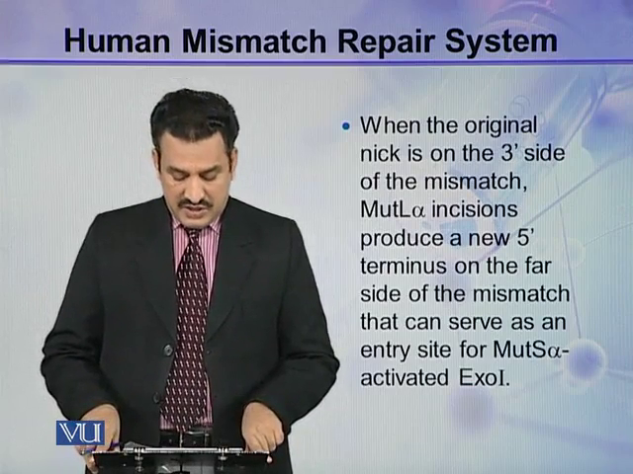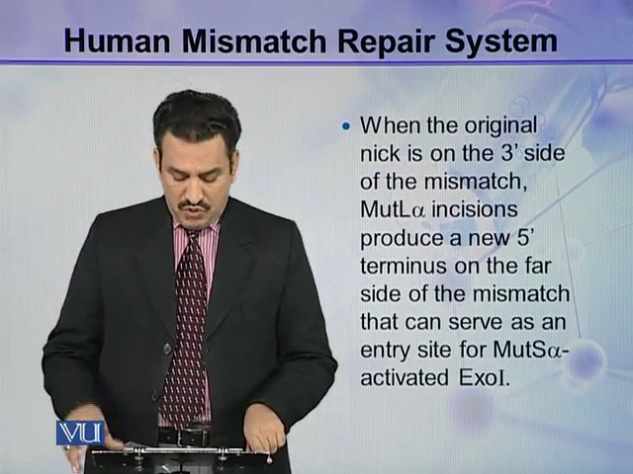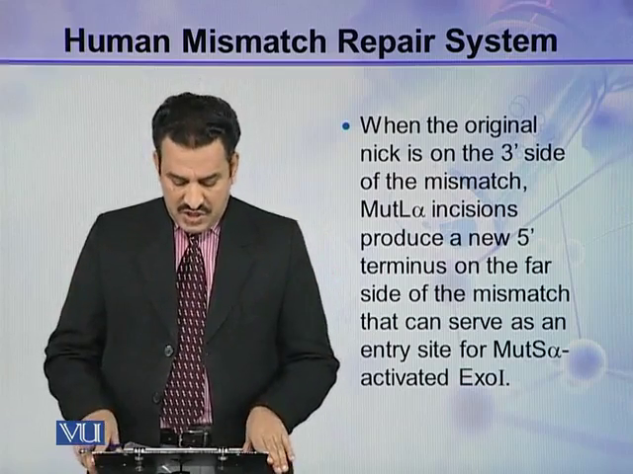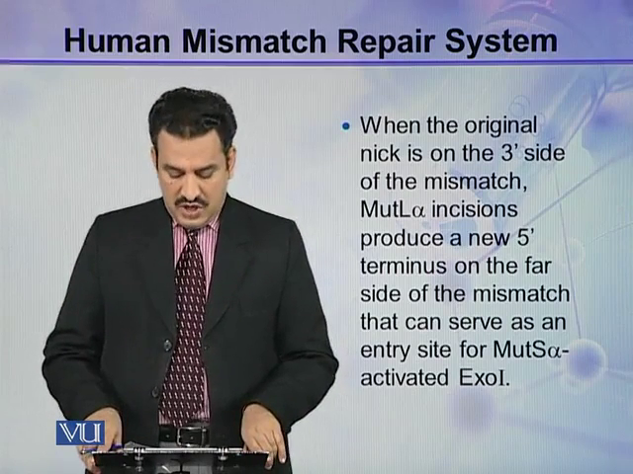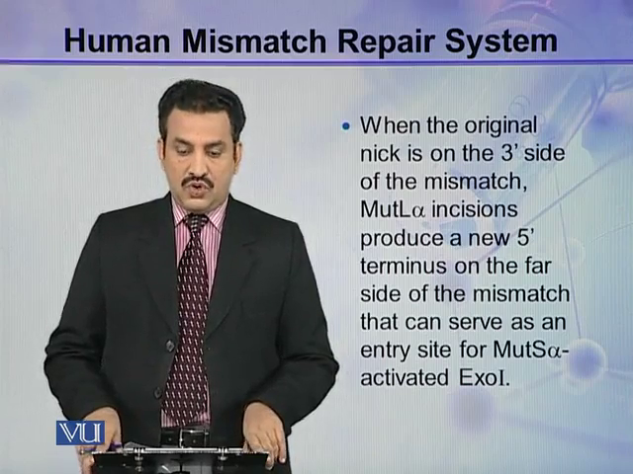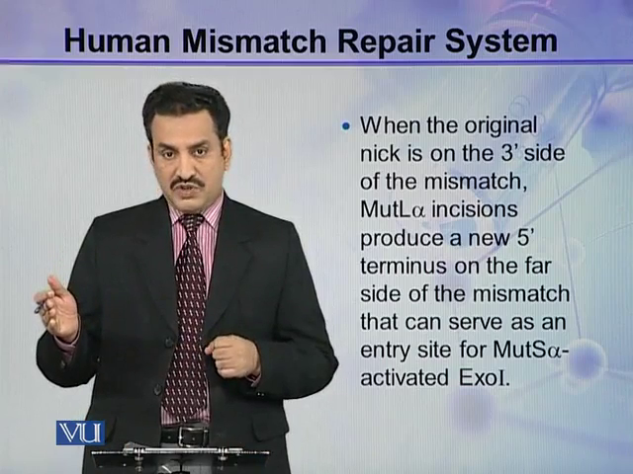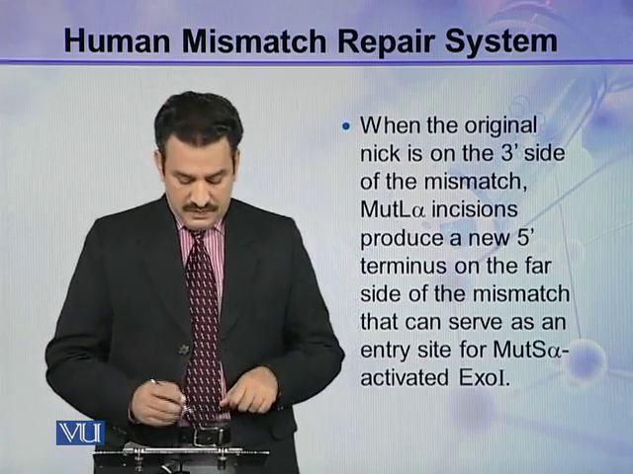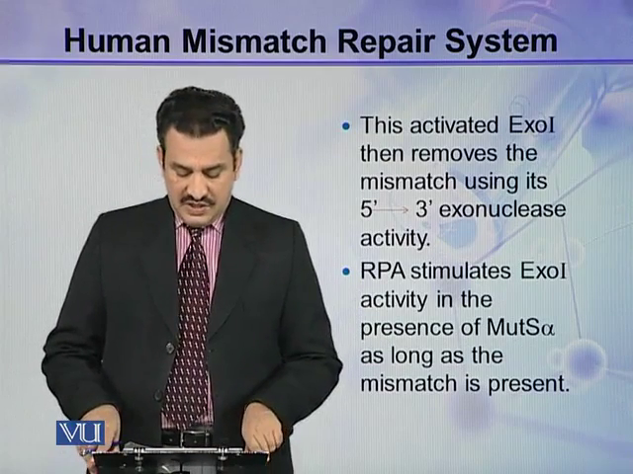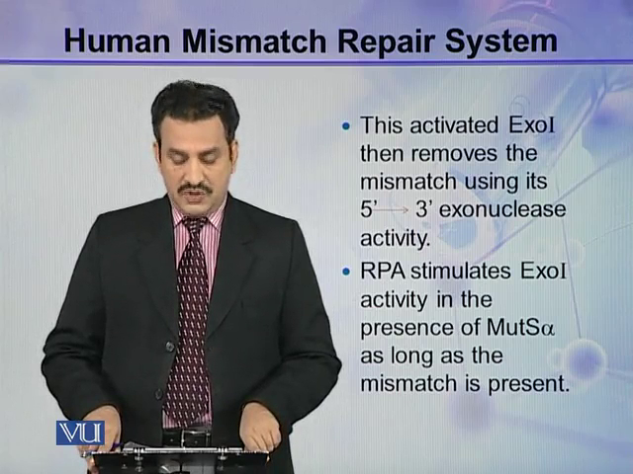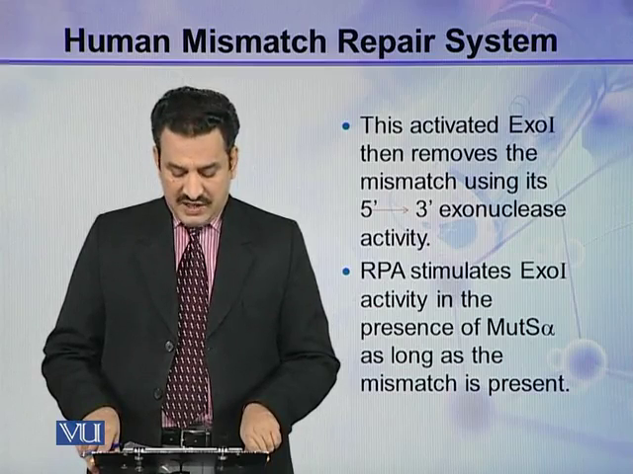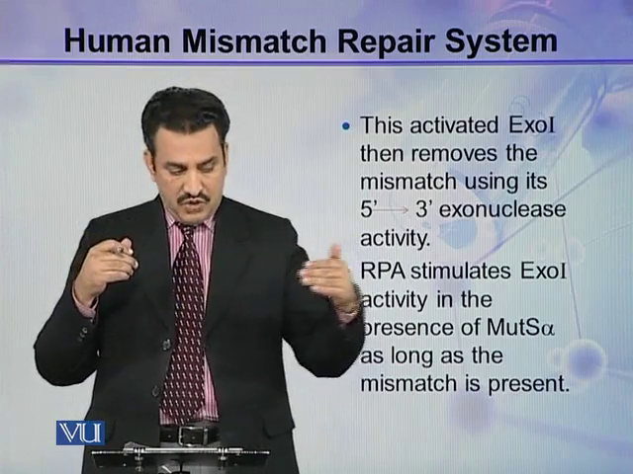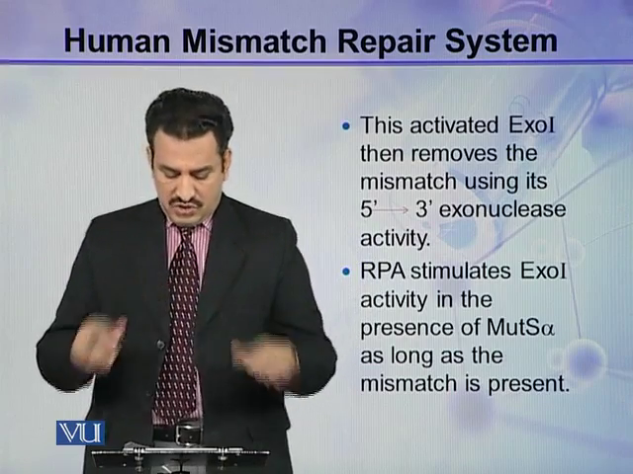When the original nick is on the 3' side of the mismatch, MutL alpha incision produces a new 5' terminus on the far side of the mismatch that can serve as an entry site for MutS alpha activated Exo 1. So if the initial nick is on the 3' side, a new nick is introduced on the far side of the strand, that is on the 5' side. This activated Exo 1 then removes the mismatch using its 5' to 3' exonuclease activity. So this mismatch is then removed by hydrolyzing this discontinuous strand.